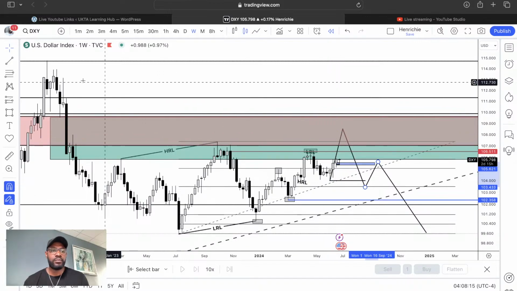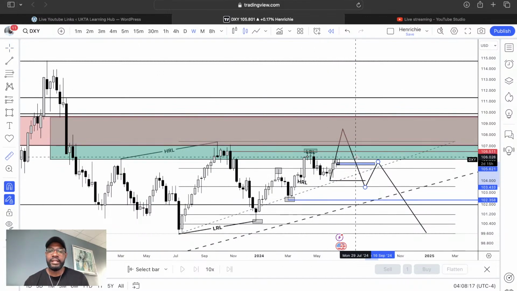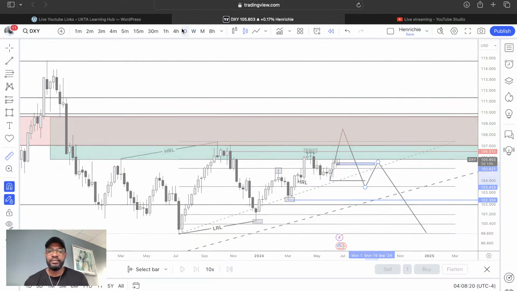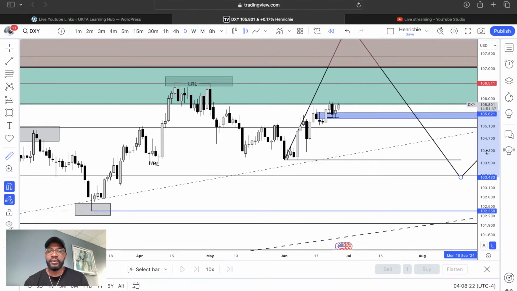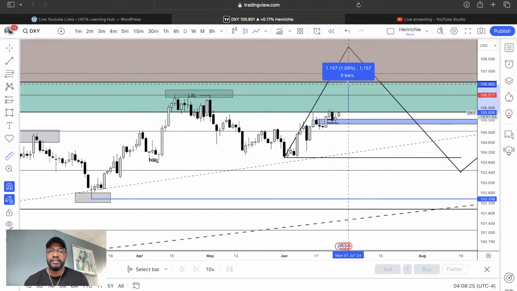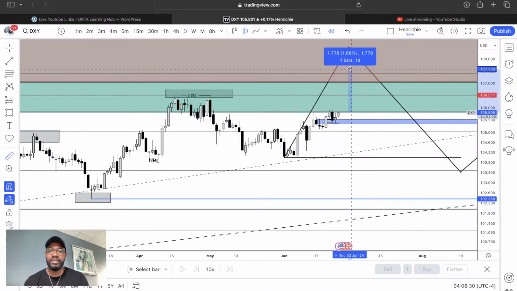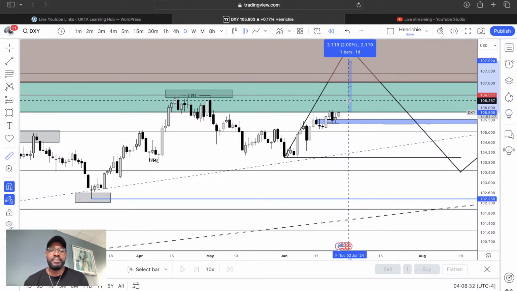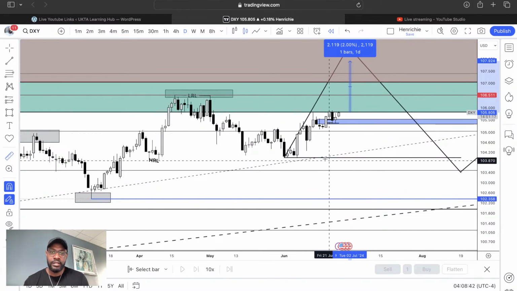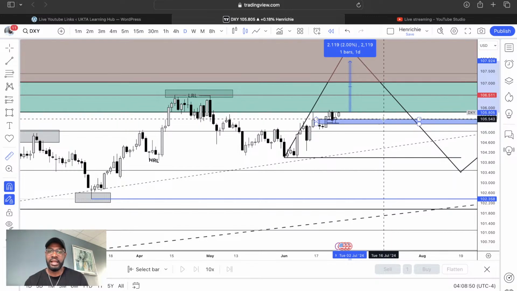Now, if we measure from where we are right now to that key level, we're not really so far away from that key level. That's about 1.19. So let's just give it a 2% move. A 2% move can be done in a week. We're not far away from this key level. So if I do see price edge into this position and slump to break this significant low, I will massively be looking for sells on the dollar.